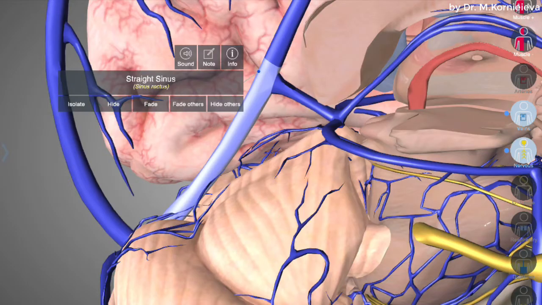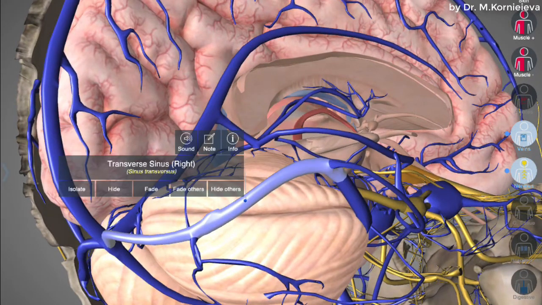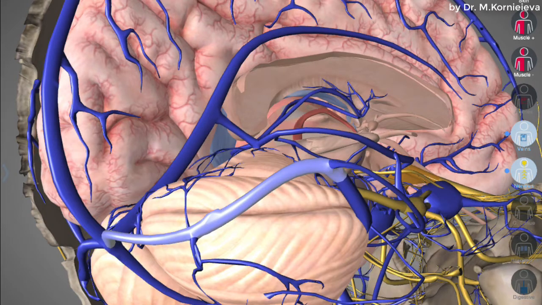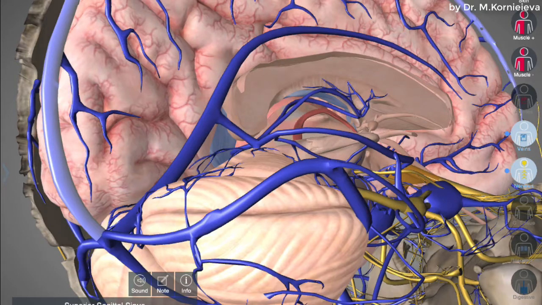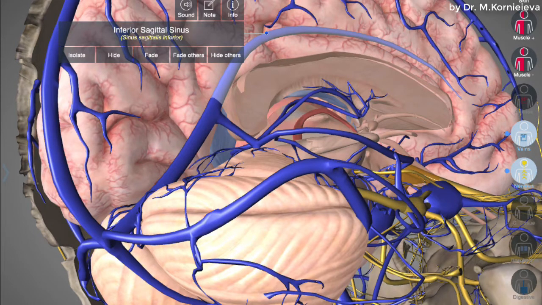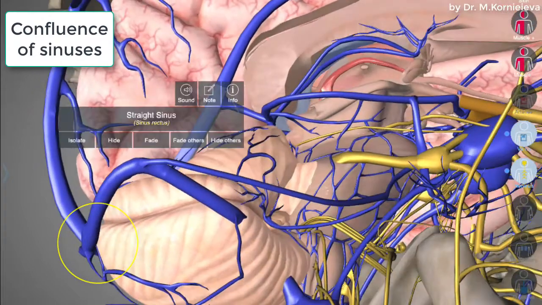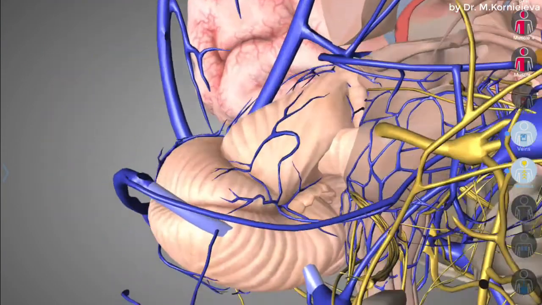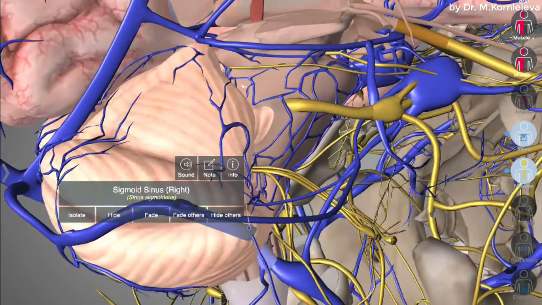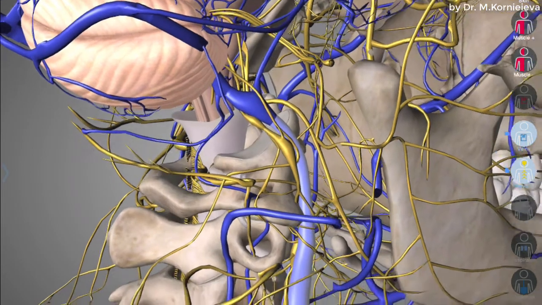The major collector of the venous blood is the transverse sinus, which receives tributaries from the superior sagittal sinus, inferior sagittal sinus, and straight sinus at the place called the confluence of sinuses. Then it contributes to the sigmoid sinus, which leaves the cranial cavity by passing through the jugular foramen and continues with the internal jugular vein.